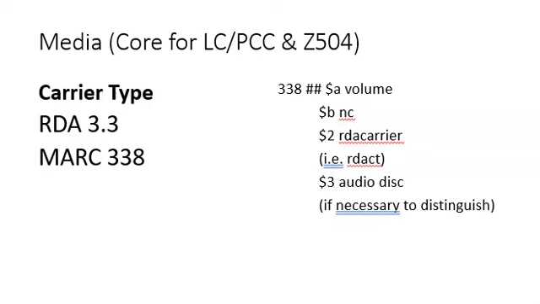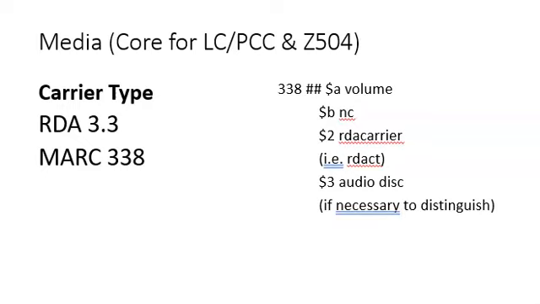Carrier is defined as a physical medium in which data, sound, images, etc. are stored. The original recorded terms for carrier type are listed in RDA 3.3, but the official terminology is now housed in the RDA registry, the link to which will be in the PDF version of this slide deck.